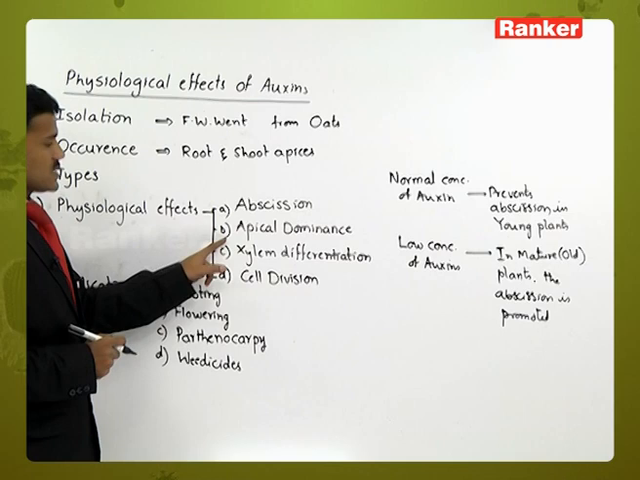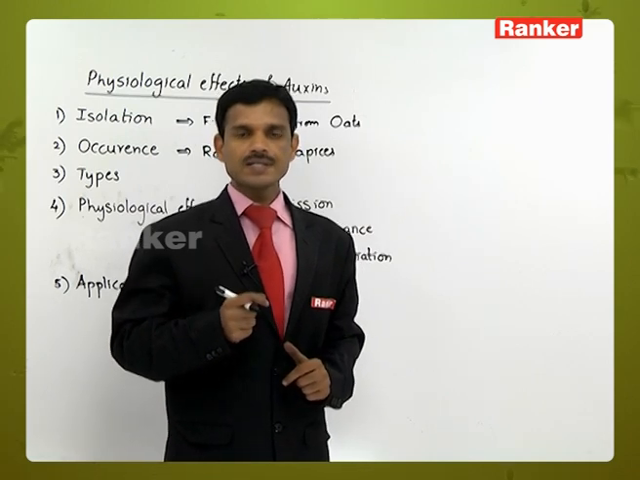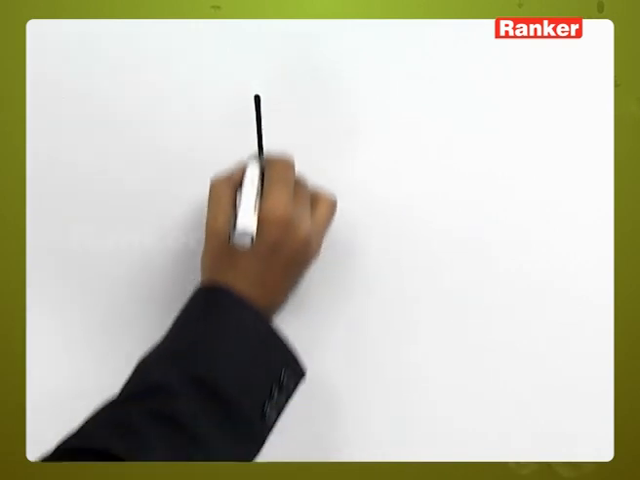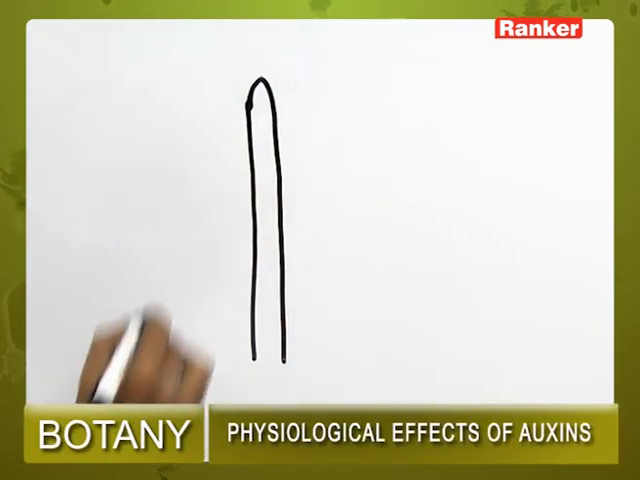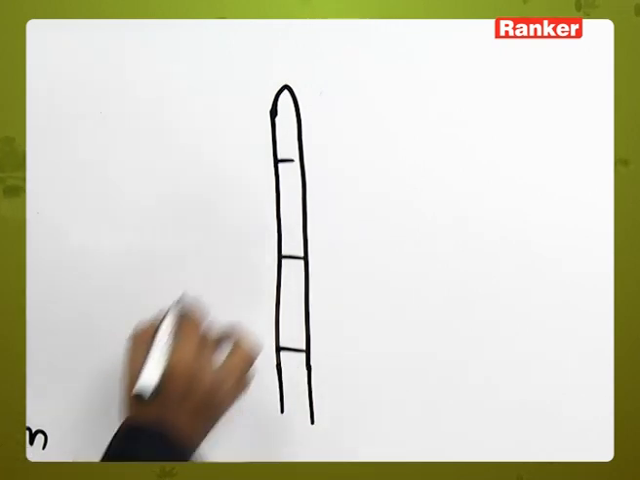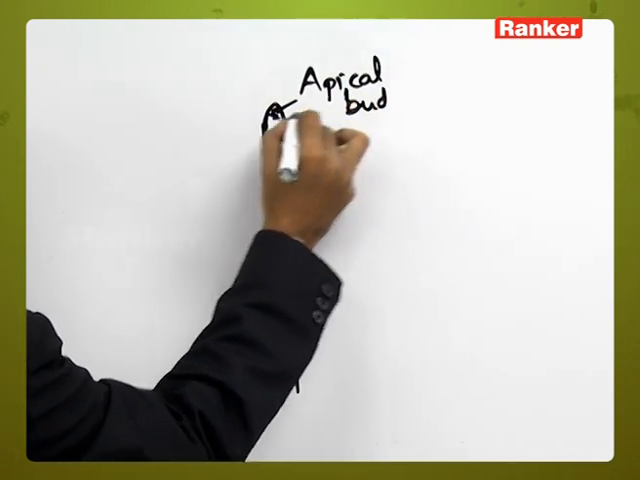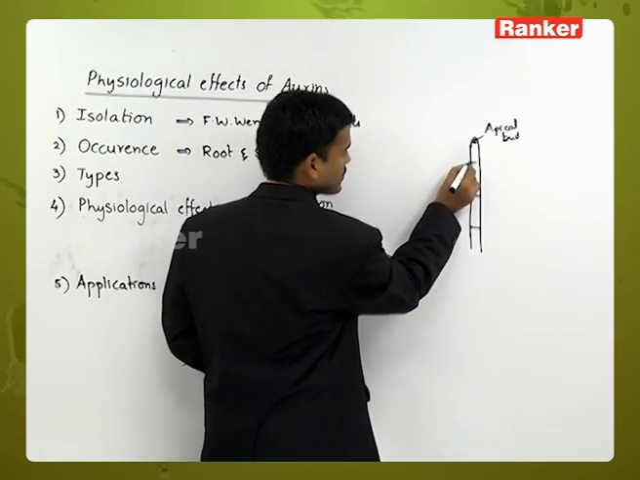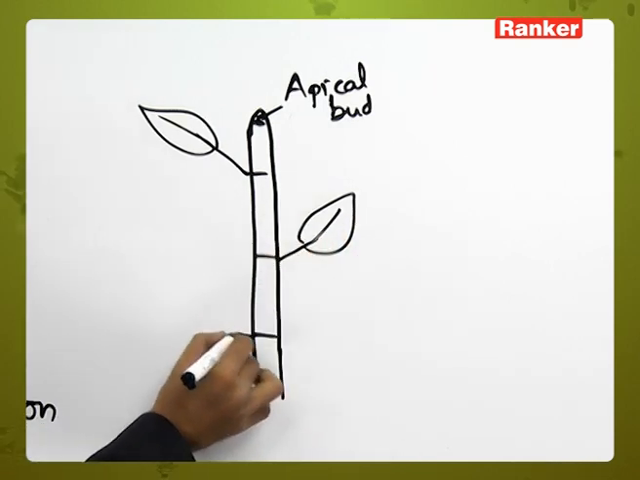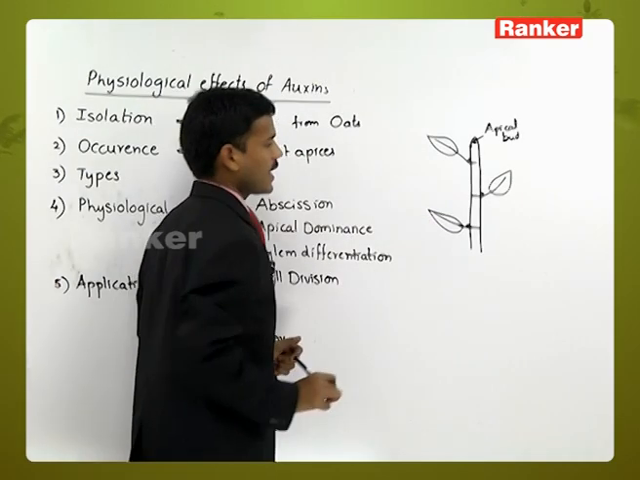Next physiological effect is apical dominance. Apical dominance means the apical bud inhibits the growth of lateral or axillary buds. In a plant, the apical bud is present at the apex of the shoot system or the apices of the branches. It is the apical bud. Here the auxins are synthesized, and in the axils of leaves, the axillary or lateral buds are also present.